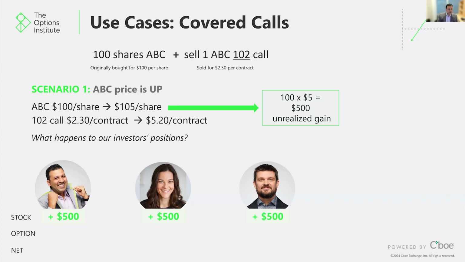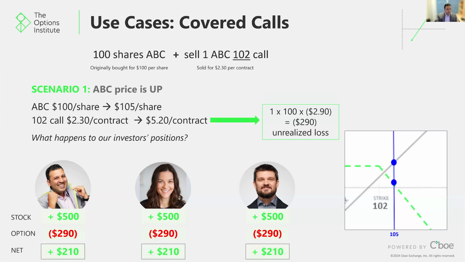For those of you who understand options well, you'll know that at expiry, the 105 call will be worth $5, right? In this case, right after the price has gone up, before expiry, it's still worth 5.2 with 20 cents of time value. And what happens to our investors' positions? Well, they make a profit on the stock because the stock is up. They take a loss on the option because it's gone beyond the strike price, right? And the net profit that they take at this point is 210. So they're capped out on that net profit.